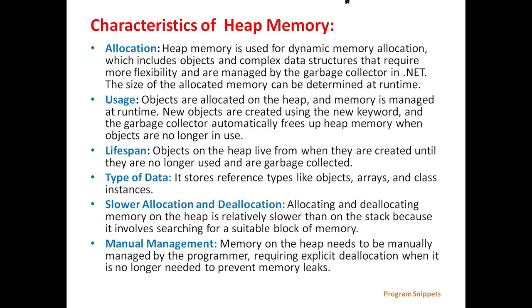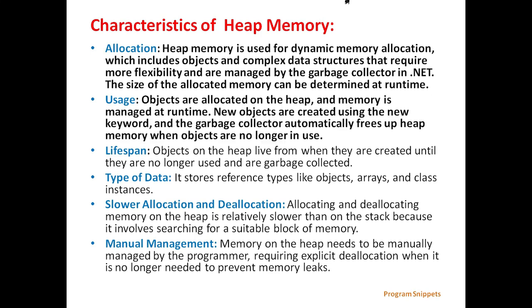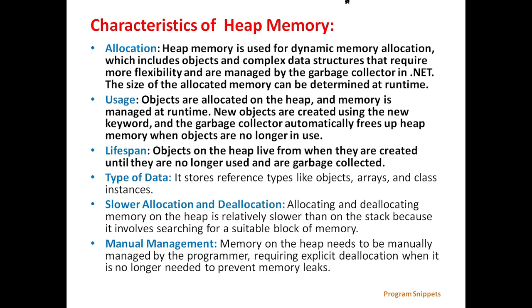Characteristics of heap memory are: first is allocation. Heap memory is used for dynamic memory allocation, which includes objects and complex data structures that require more flexibility and are managed by the garbage collector in .NET. The size of the allocated memory can be determined at runtime. Usage: objects are allocated on the heap and memory is managed at runtime. New objects are created using the new keyword, and the garbage collector automatically frees up heap memory when objects are no longer in use. Lifespan.